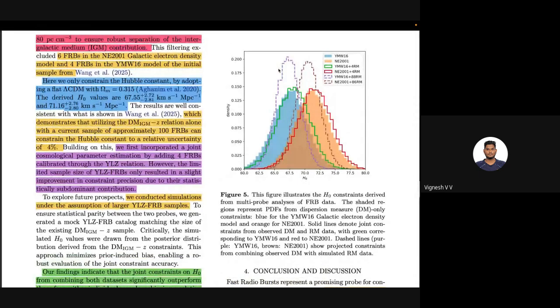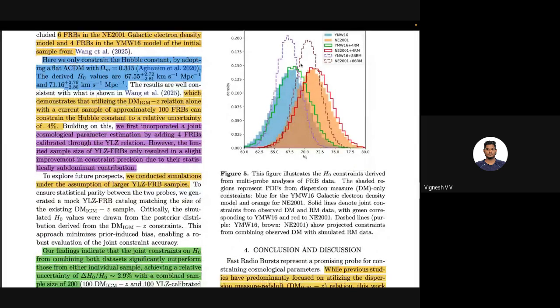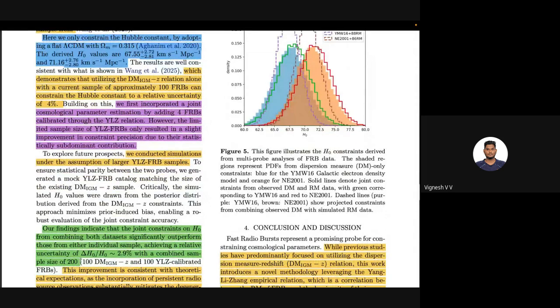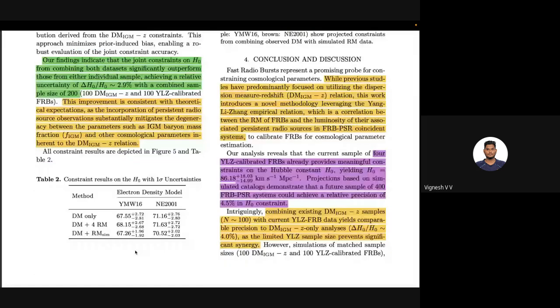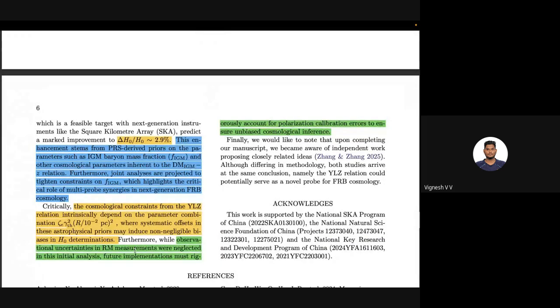So these purple and brown boxed lines give us the combined relation, and when they simulated this relation, they found that the H naught uncertainties are up to 2.9 percent. So in conclusion, we can say that this is a novel method where, if we improve the number of samples, we can reduce the error percentage to 2.9.